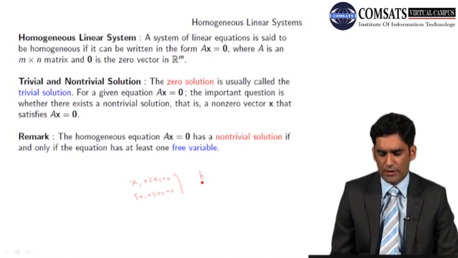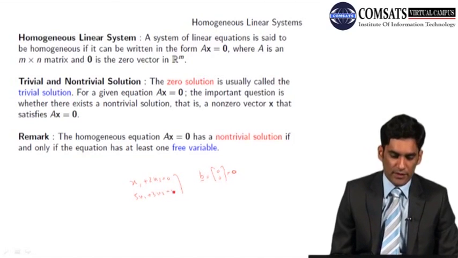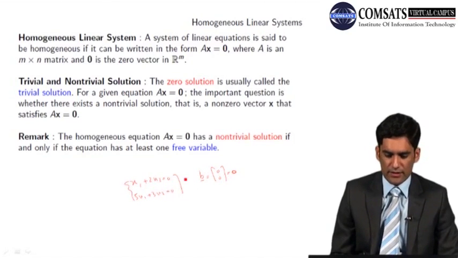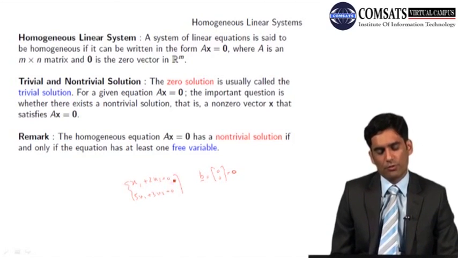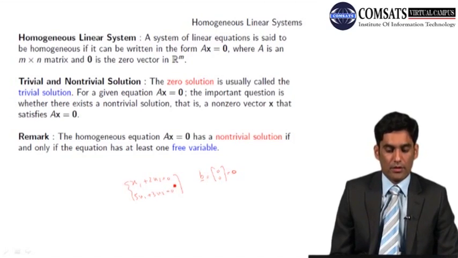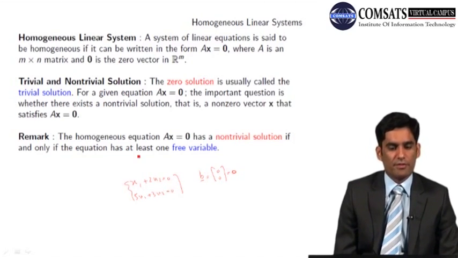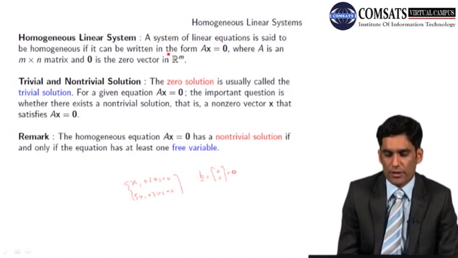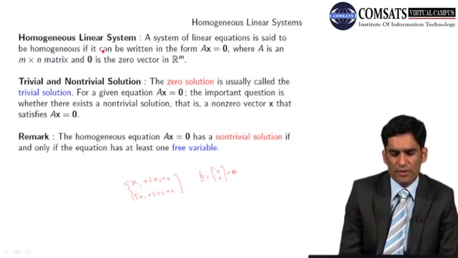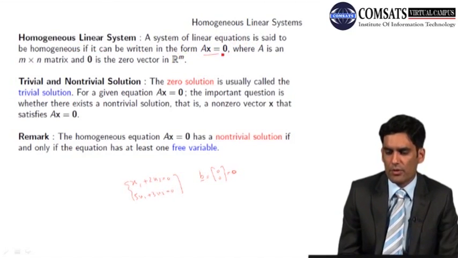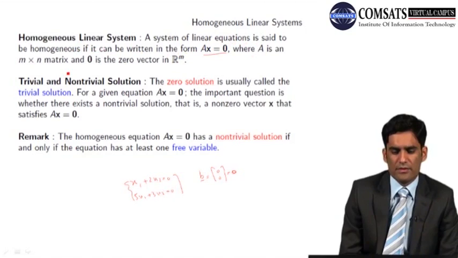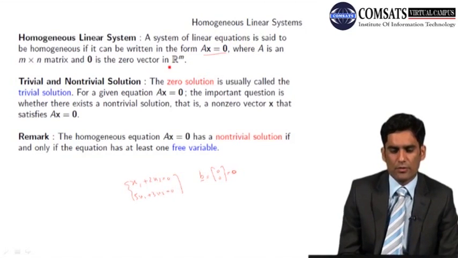In other words, we have B equals null vector 0 0, जिसको null vector को हम bold 0 से denote करते हैं. So such a system in which each equation's right hand side is 0, we call such a system homogeneous linear system. So this is the general definition of homogeneous linear system. A system of linear equations is said to be homogeneous if it can be written in the form Ax equals 0, where A is an m into n matrix and 0 is the zero vector or null vector of Rm.